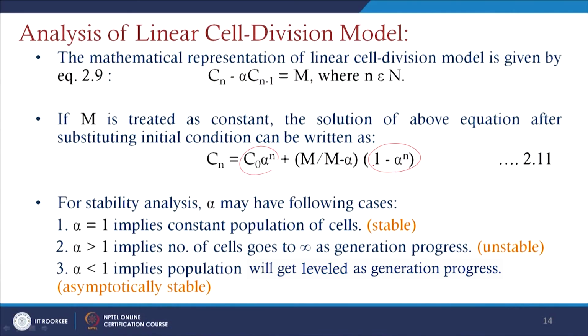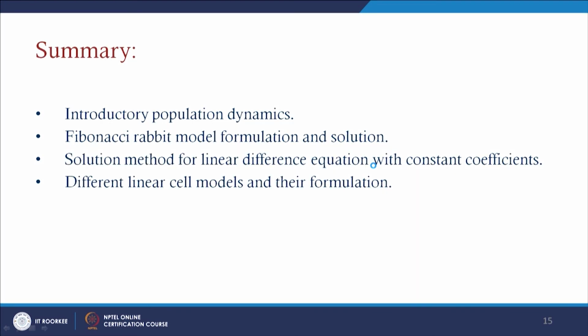And the next step is the stability analysis. For stability analysis, alpha has the possibilities like alpha equals to 1. If we consider alpha equals to 1, this implies a constant population of cells, then we will have a stable condition. If we consider alpha greater than 1, then the number of cells goes to infinity as generations progress, and we will have an unstable condition. If alpha is less than 1, then the population will go extinct as generations progress, and we will have an asymptotically stable condition. So, now we will conclude this section.